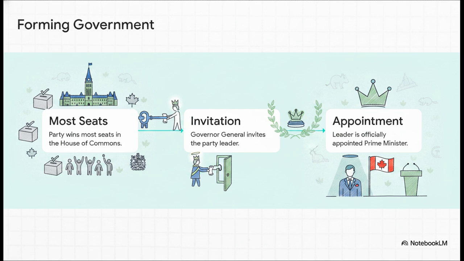So the absolute crucial takeaway here is that the Prime Minister isn't just magically declared the winner. They are formally appointed by the Governor General after their party secures the most seats.